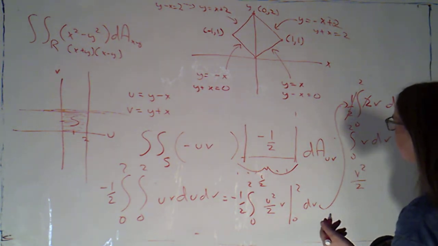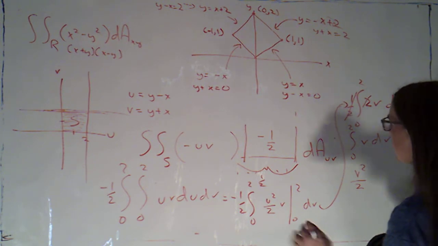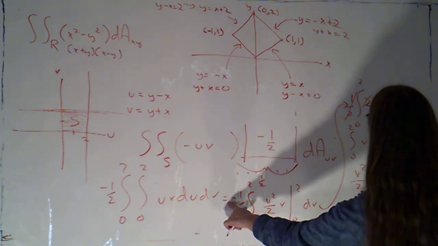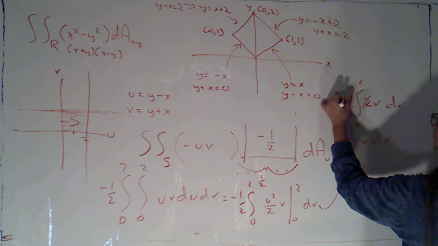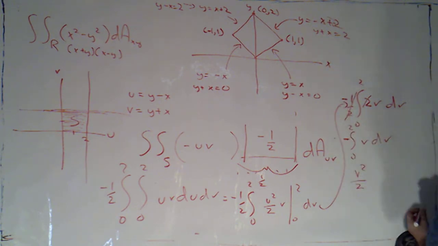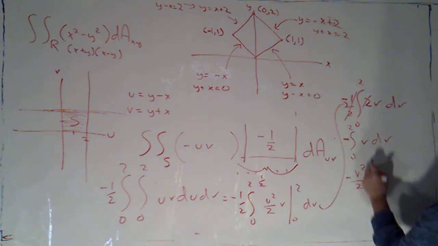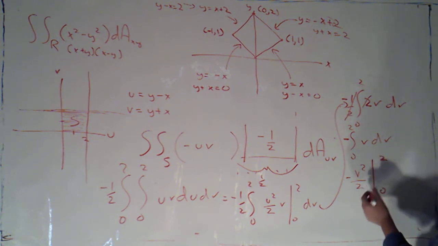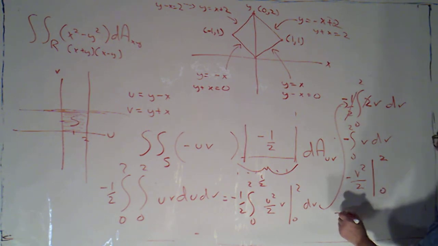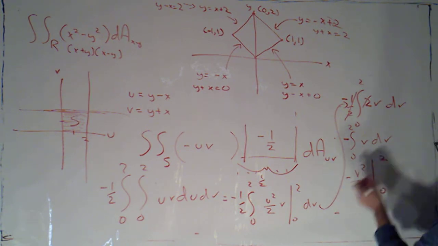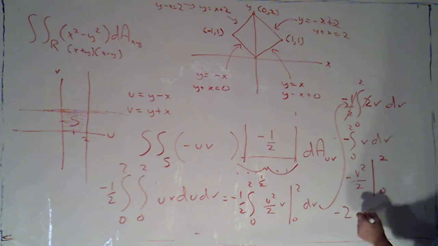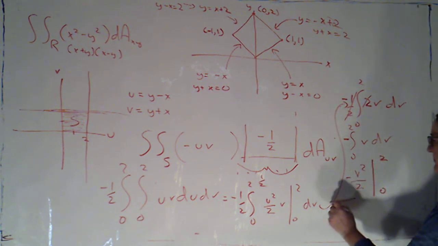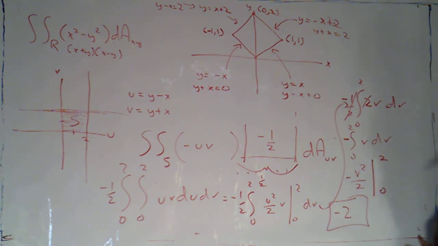Did I drop a negative somewhere? I did. There was a negative 1/2 here, and when I copied it up here, I dropped that negative. So this should be negative v squared over 2, evaluated between 2 and 0. Okay. And let's see, so that's going to be negative 4 over 2 is 2, minus 0 is just 0. So we're getting negative 2.